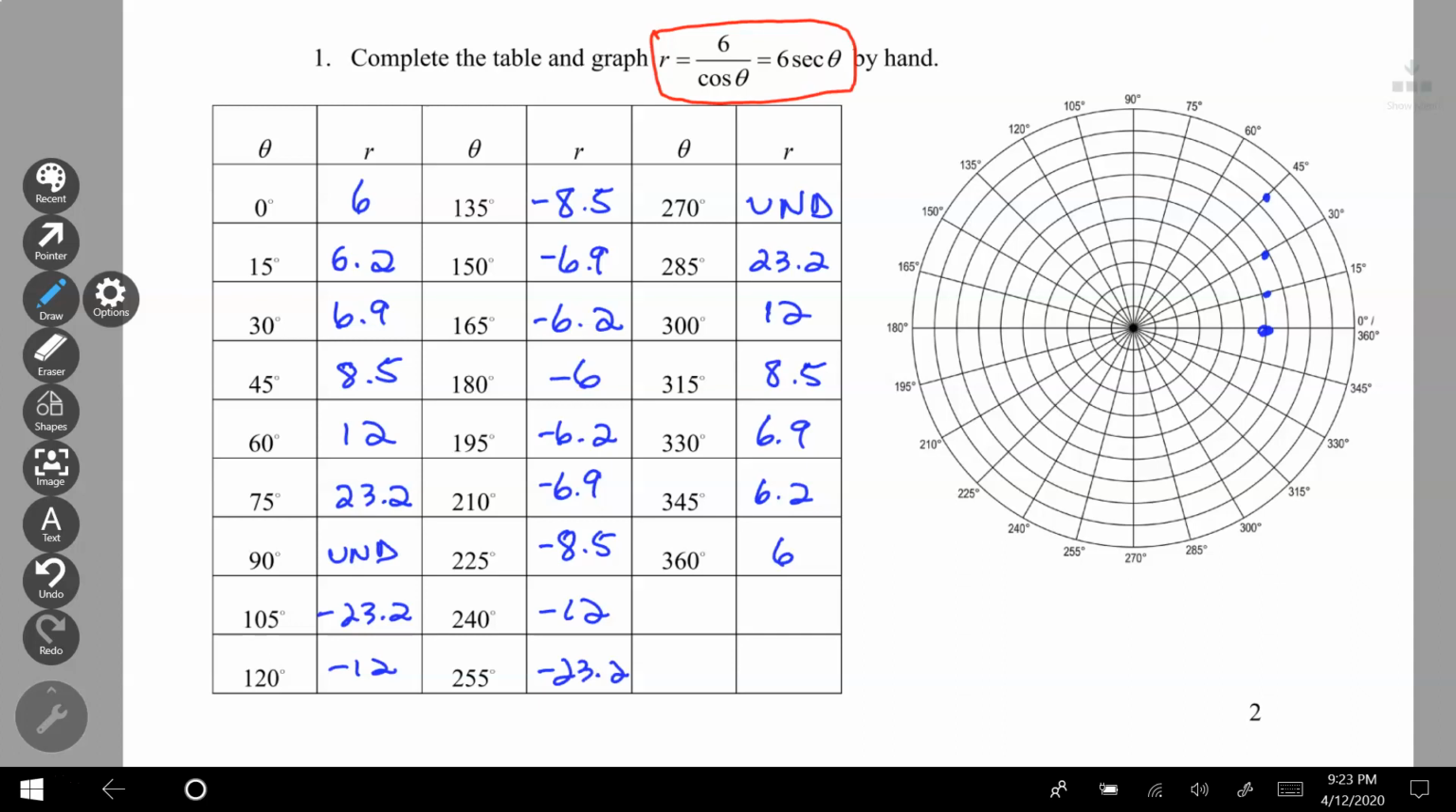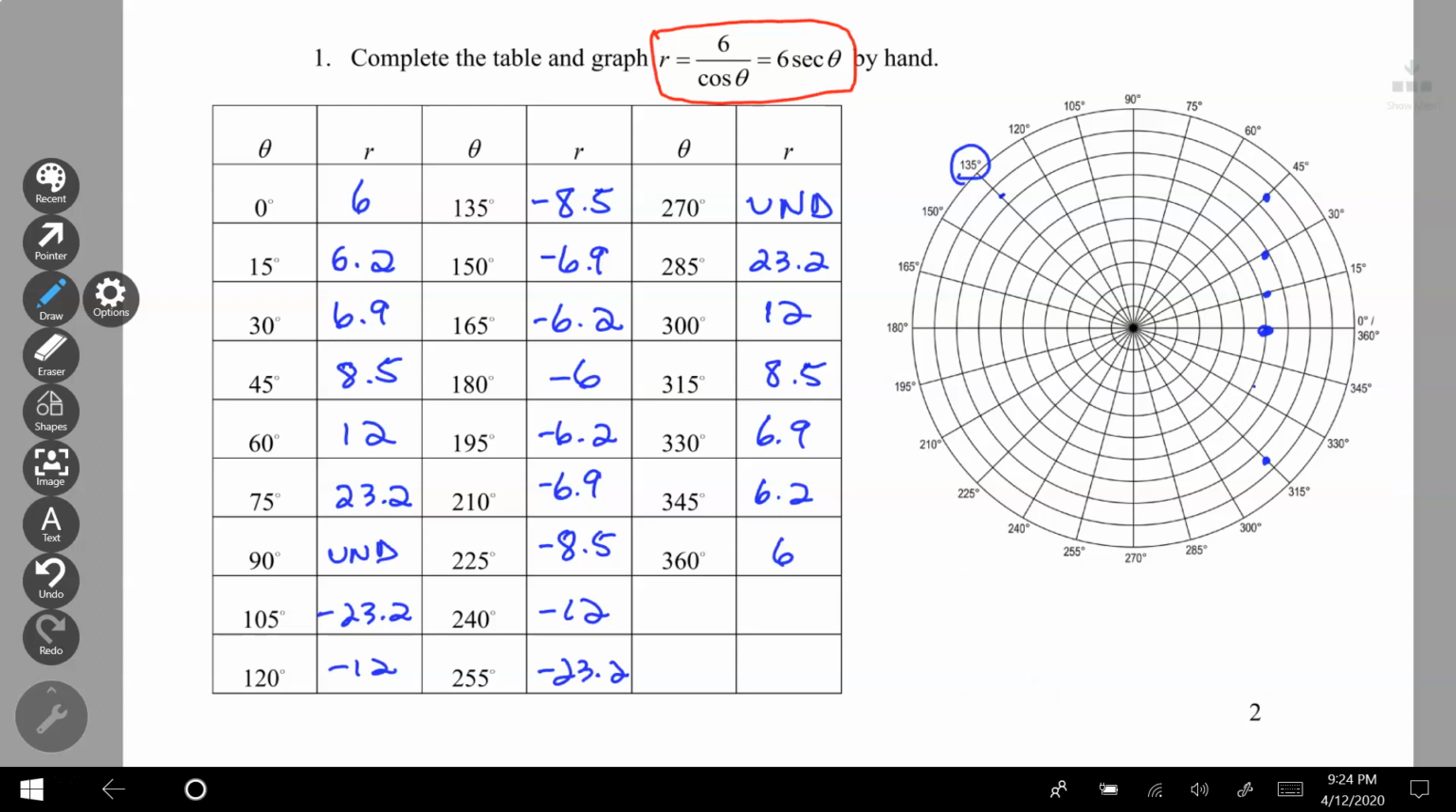That means I wouldn't draw a point at 90 degrees. But then I get to 105, which is negative 23.2, again, that would be off the grid. 120 is negative 12, that would be off the grid. But when I get to 135 degrees, I have to plot negative 8.5. So if I go this way, this point here would be positive 8.5. I have to go negative 8.5, which is going the other way, and that would be the point right here.